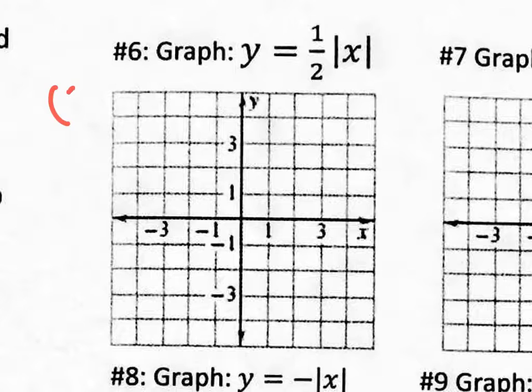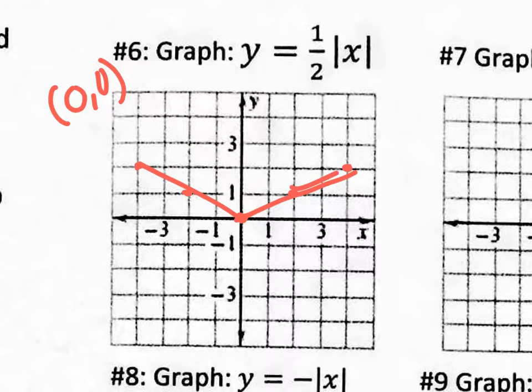H and K: 0, 0. There's my 0, 0. What do I do from that point? Up 1 over what? 2. So up 1 over 2 is over here. Up 1 over 2 is over here. Let me go up 1 over 2 in the other direction, and I get this. Still a V, but it's just wider.